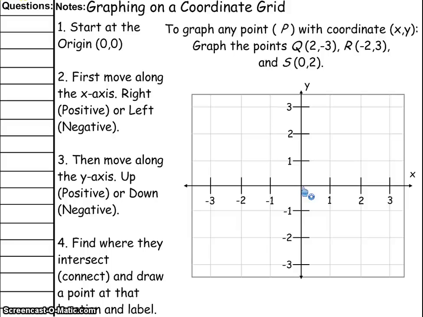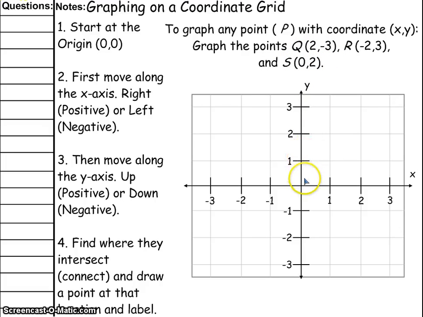So let's do a couple of guided practice. We're going to graph the points Q, R, and S. So it says Q, again, this is how you would show the indication or the name of a point on the outside of the parentheses. So this is point Q is located at 2, -3.